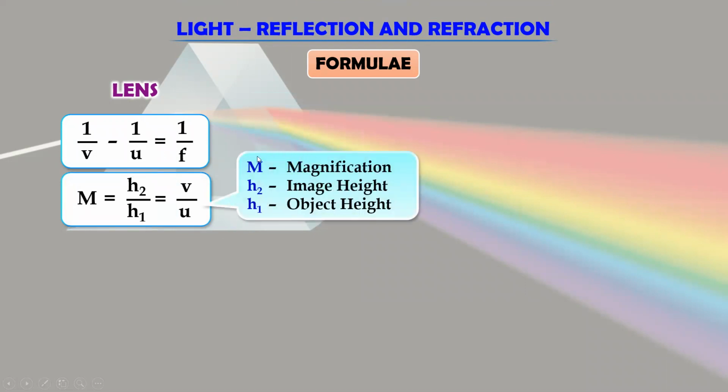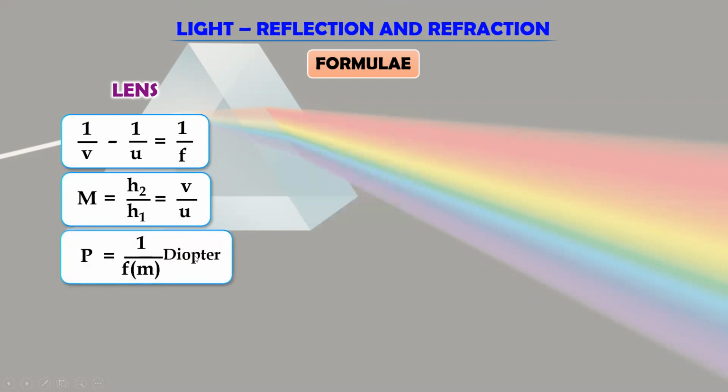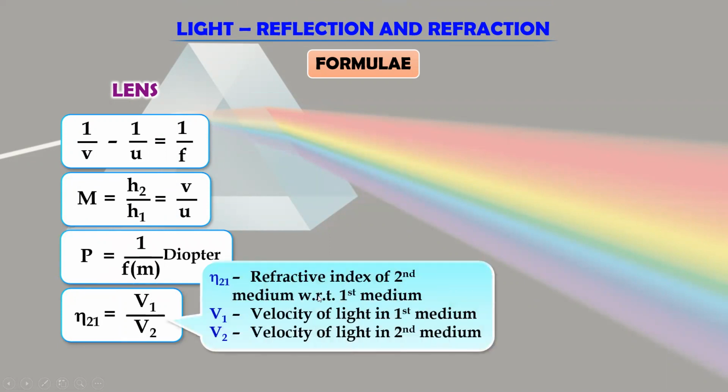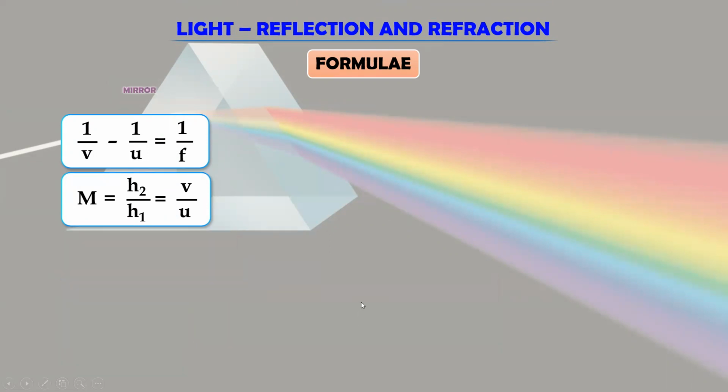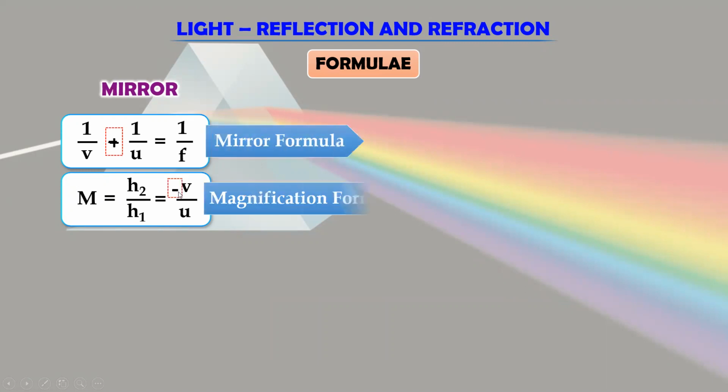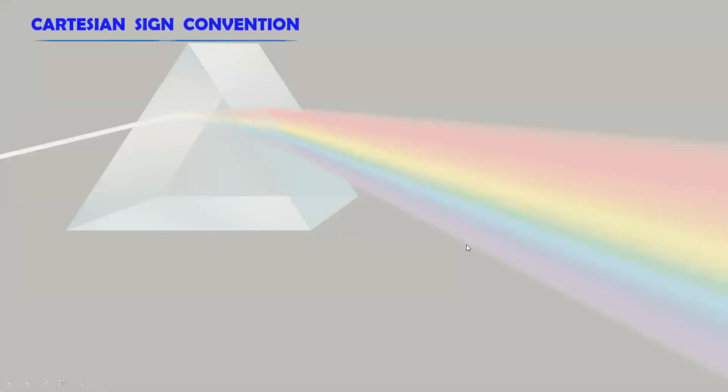This is for lenses. Mirror के लिए क्या change हो जाएगा? Mirror के लिए and we have power का formula, that is 1 upon F. Remember, F is focal length. It should be in meters. So power will be in diopters. And refractive index of 2 with respect to 1 will give me V1 upon V2. Refractive index of second medium with respect to 1 is V1 upon V2. Mirror के लिए minus becomes plus and यहाँ पे एक minus sign आ जाता है, change हो जाता है, बस that's it. That's the only change in the formula.